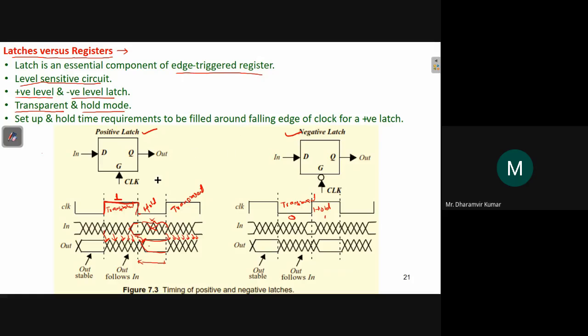Okay, so what happens here is the falling edge, this one, when it is falling from 1 to 0. This is where it is entering from transparent to hold. So till now it was copying the data, and after this it has to hold that data. So this edge is important here. Setup and hold time requirements should be met at around this falling edge for a positive latch.